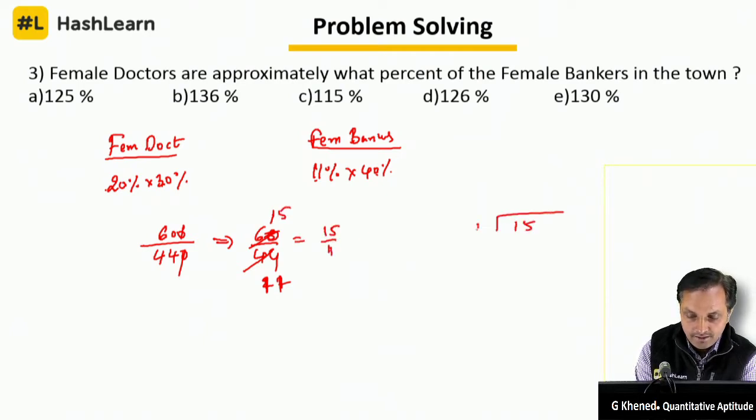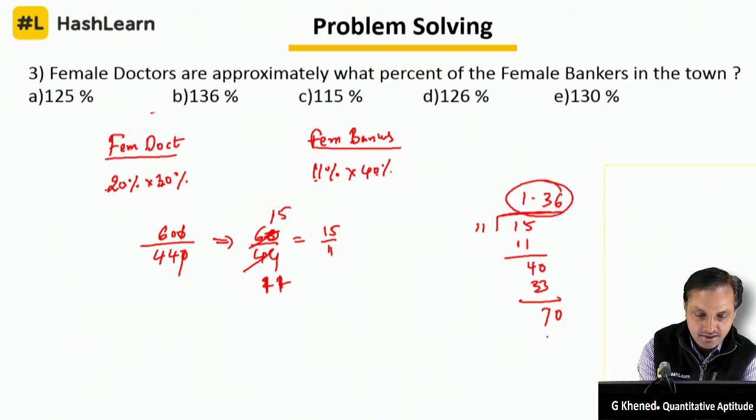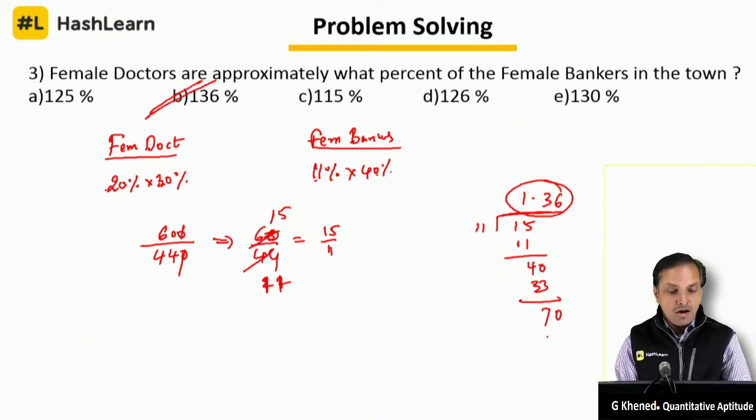If you divide 11, that will go in 4. Again 7. 1.36 is nothing but option B. So they are asking you the percentage. If you want the percentage, just divide.